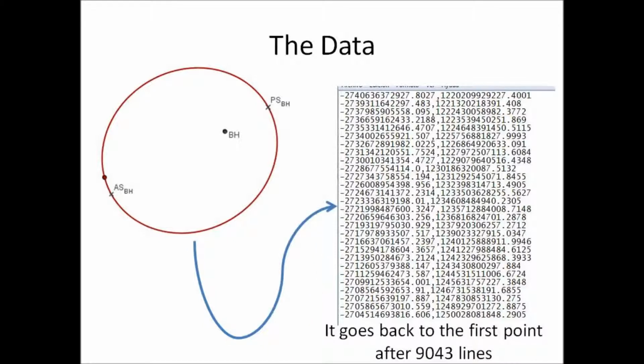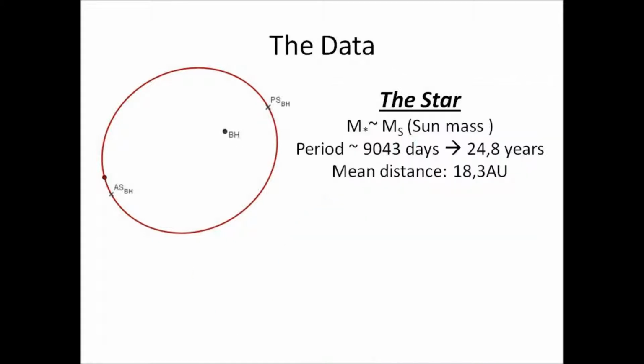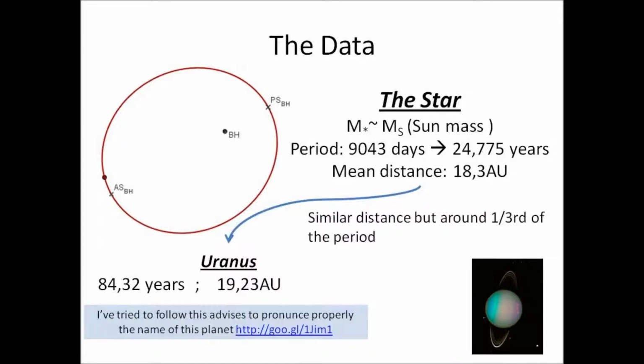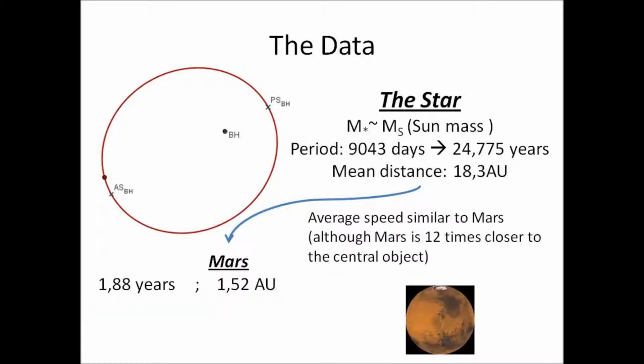If we come back to the raw data, we can see it has a period of around 900 days. So we have a star similar to the Sun orbiting a black hole, the mean distance 80 times greater than the distance from the Earth to the Sun, and with a period of around 25 years. Comparing with our own solar system, that means that the period is similar to Saturn but twice the distance, or almost the same distance as Uranus but with 1/3 of the period, or with a similar average speed to Mars, although Mars is 12 times closer to the central object.